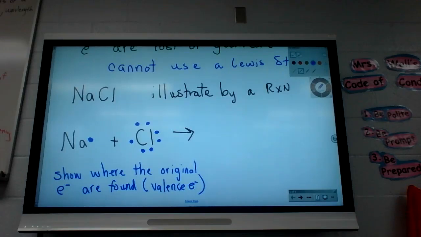Stop. The point behind ionic bonding is you're showing what happens when they lose or gain. So who's losing and who's gaining? Na losing and Cl gaining. That's what we're going to illustrate. Where it says show the original electrons, those are the dot diagrams we learned to draw before. That's all we're doing. We know Na has 1, we know chlorine has 7. Now, on the other side, we're going to show what happens to them.